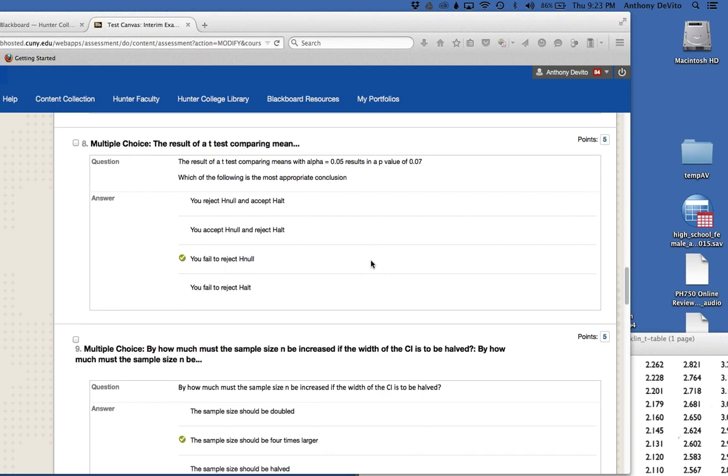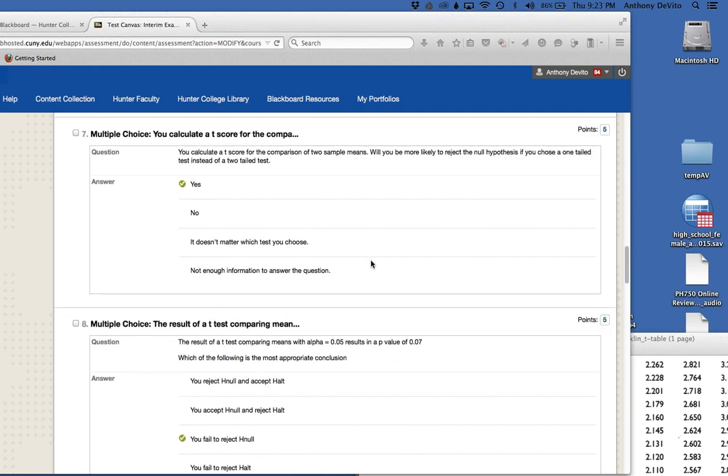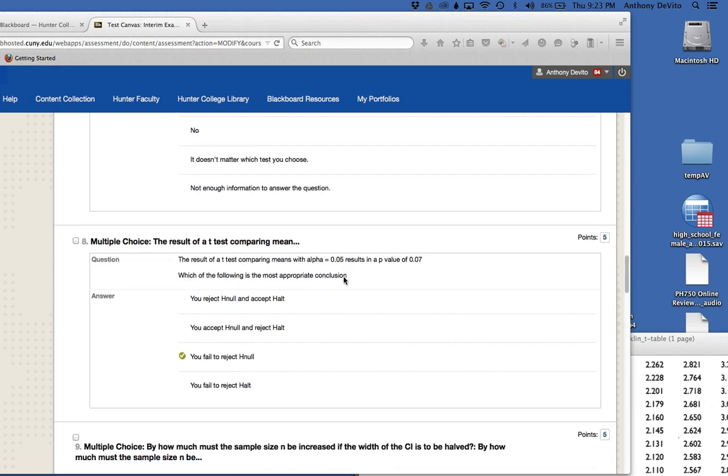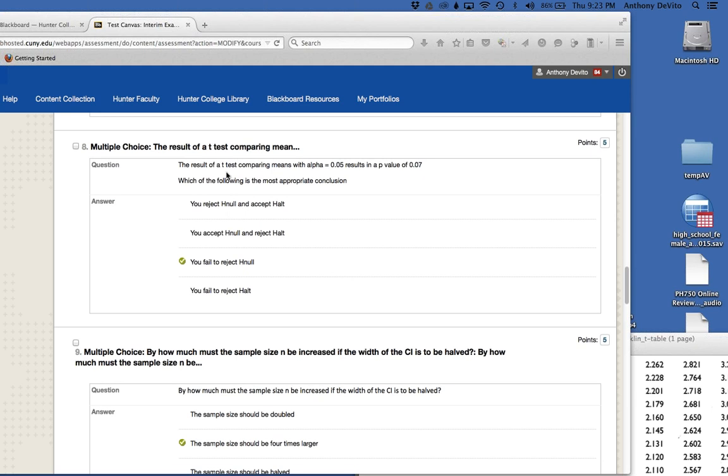Okay, so the next one. We got that one, right? Okay, so the answer for that is yes, not no, and you have plenty of information. Okay, the result of a t-test comparing means with alpha equal to 0.05 results in a p-value of 0.07. Which of the following is the most appropriate conclusion?